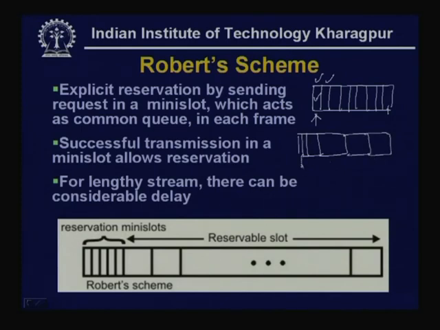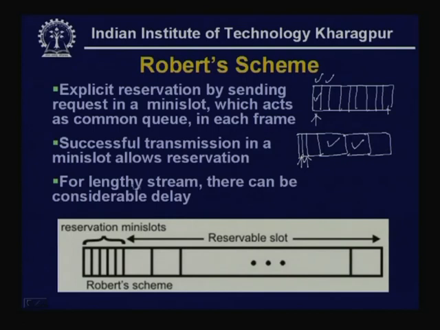So, if a station is successful in sending in mini slot 1, this is reserved for that station. If another station is successful in sending in this mini slot, it is reserved for this station. In this way, by sending reservation frames in the mini slots, the reservation can be done explicitly for the subsequent frames.